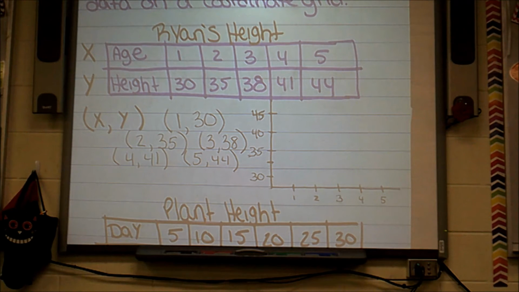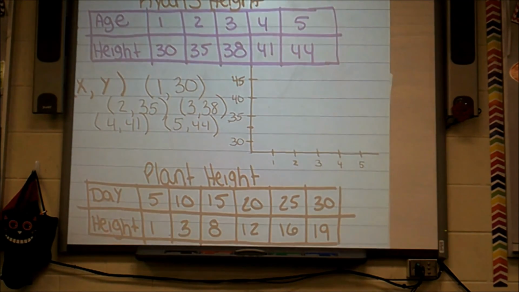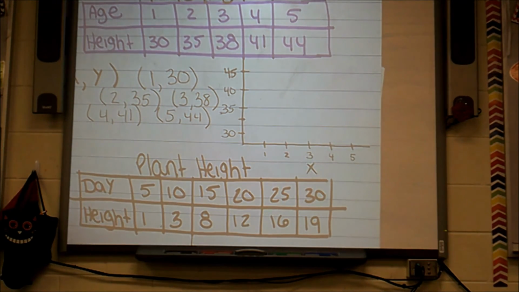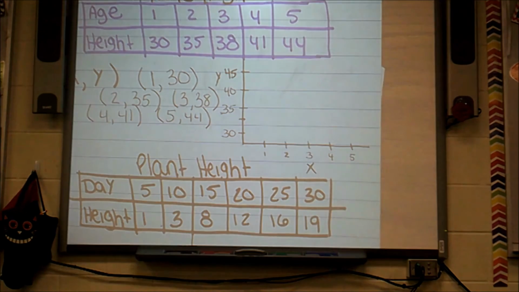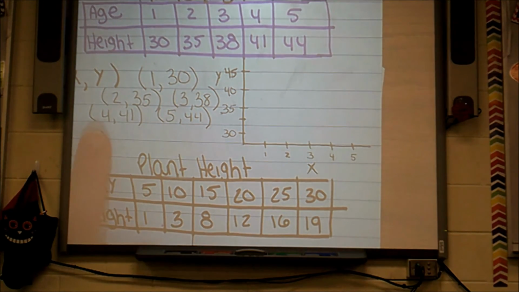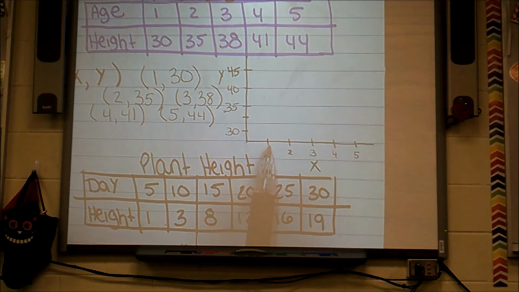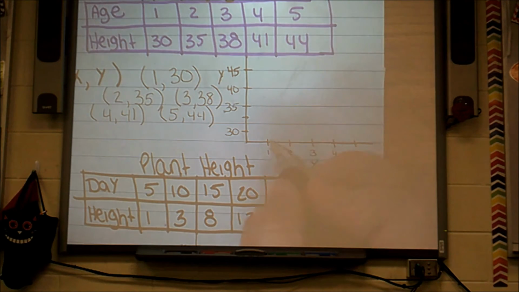Now, the nice thing is that it doesn't really matter which ordered pair you plot first, as long as you remember your first number in your ordered pair goes over, your second number goes up, because our first number is representing our x-axis, and our second number is representing our y, our up and down. So let's plot (1, 30). I'm going to go over 1, and I'm going to go up to 30.